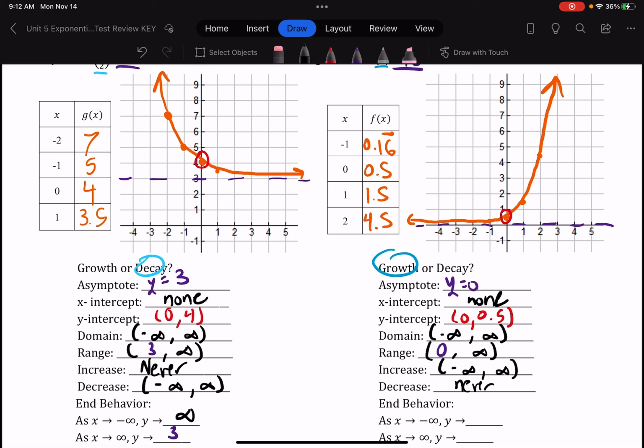If I'm looking at this, as x goes to -infinity, my y value is going to approach 0, but it won't ever touch 0. And as x goes to positive infinity, y is also going to go to positive infinity because this is an increasing function.